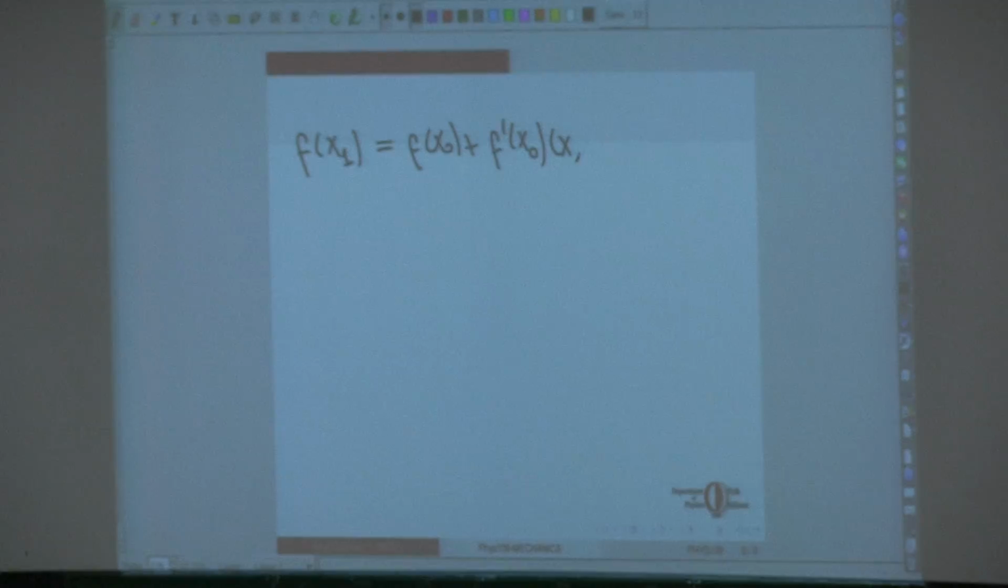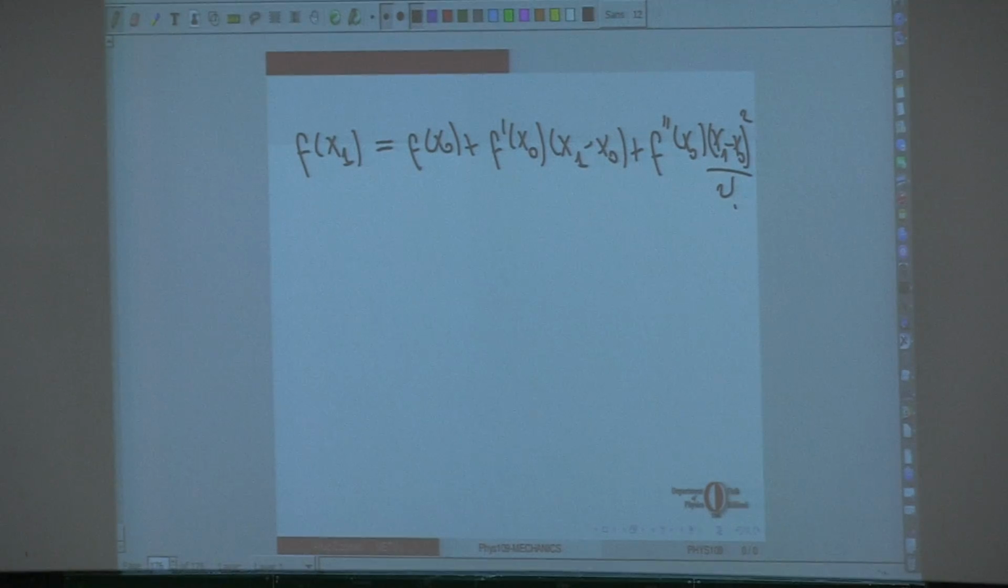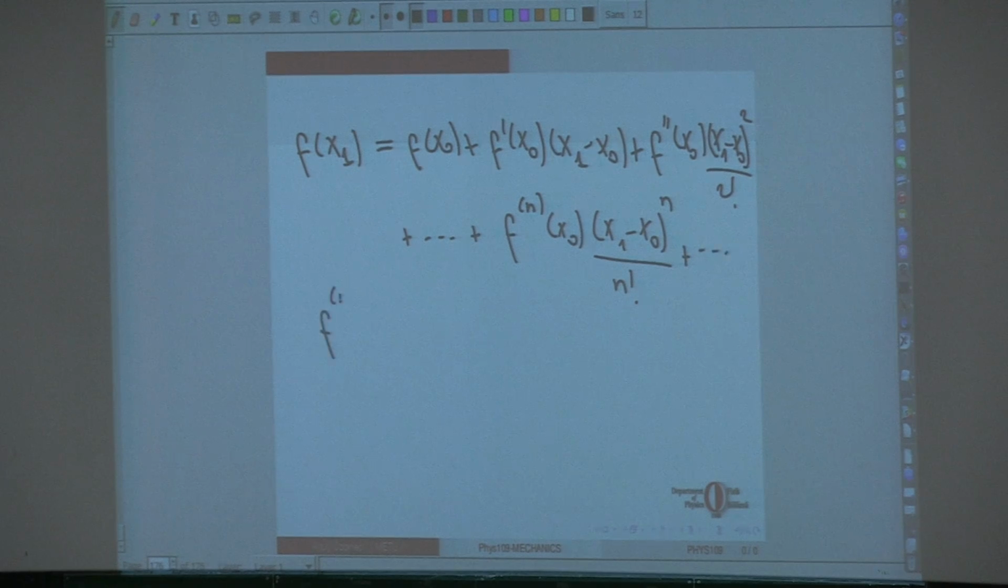And the general expression is that f of, let's say, x1, is equal to f of x0 plus the derivative of f at the point x0 times x1 minus x0, plus the second derivative at the point x0 times x1 minus x0 squared divided by 2 factorial. So do you know the factorial? Okay. Plus, of course, you add all the terms, plus the nth derivative times x1 minus x0 to the power n divided by n factorial plus etc. Now, this is f^(n) at x0, the notation. This is nothing but the nth derivative evaluated at x equal to x0. This is what we call the Taylor expansion.